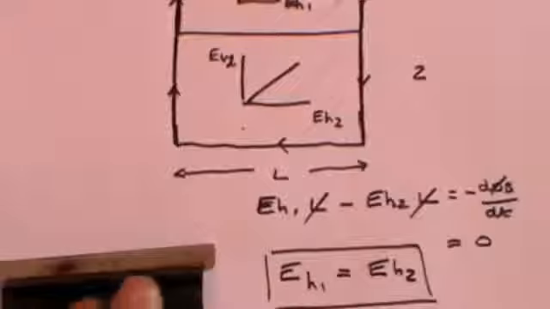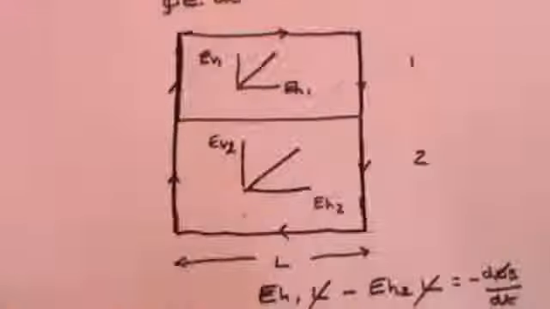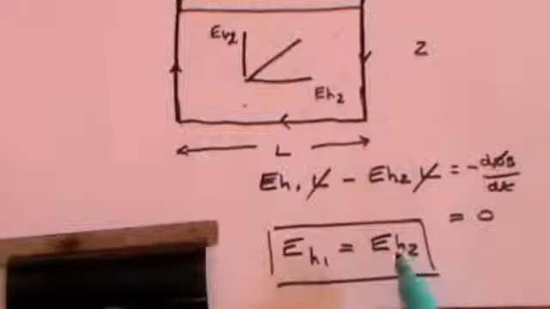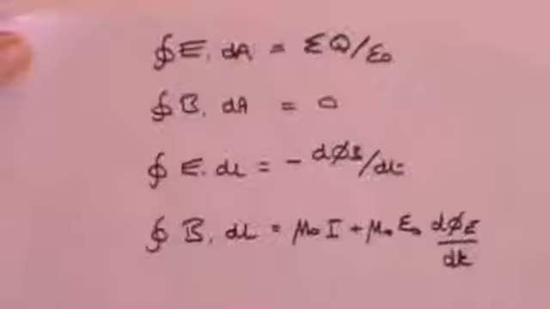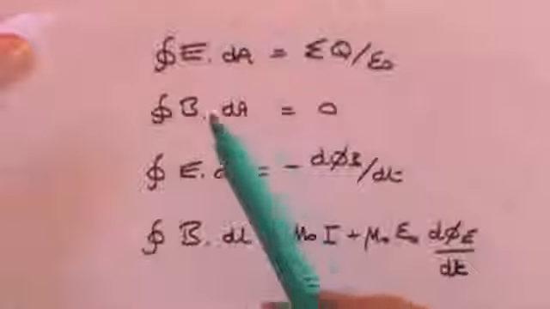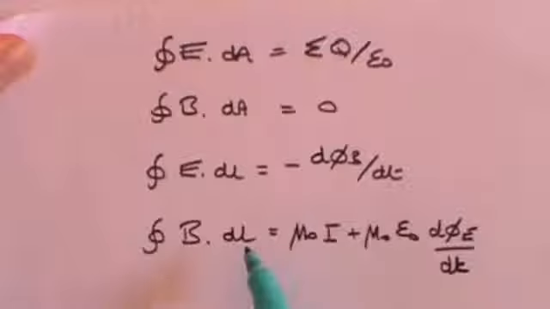And that tells us that as the E vector goes across from medium 1 to medium 2, its horizontal component does not change. What we say is that the tangential, if you like, or the horizontal component of the electric field is continuous. That was not true, remember, for the vertical component. Now we need to do the same thing for the other two equations which deal with the magnetic field. We've got a B dot dA and a B dot dL equation.